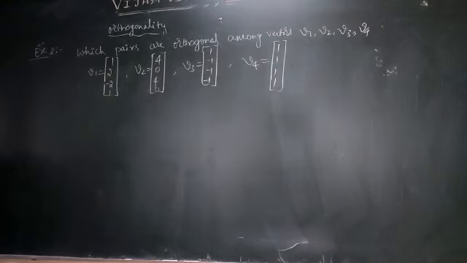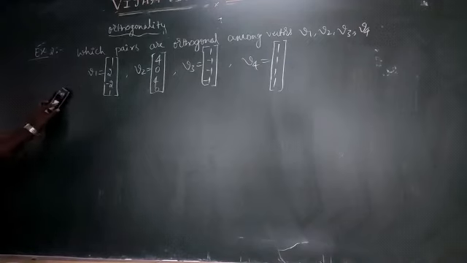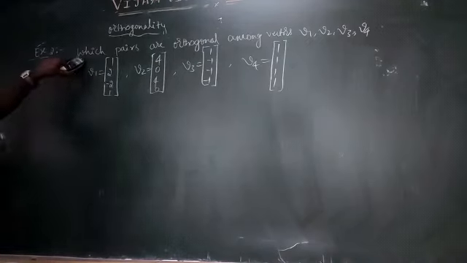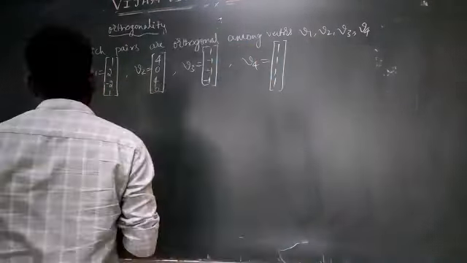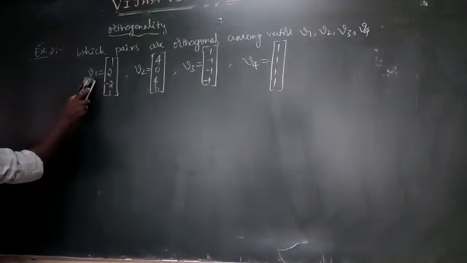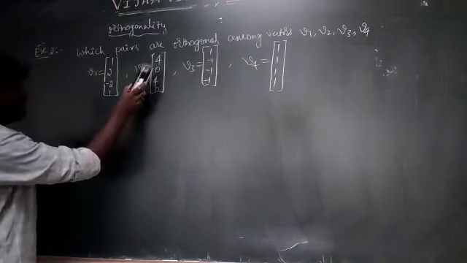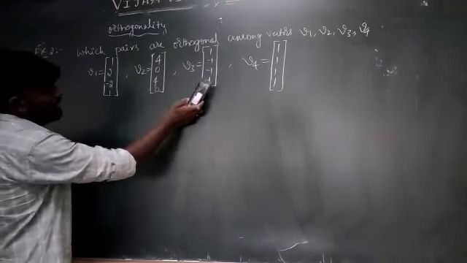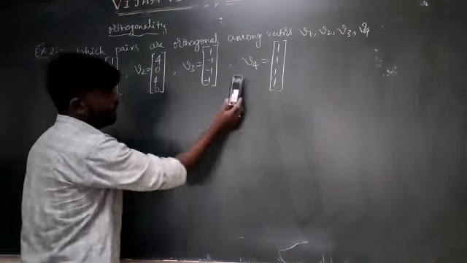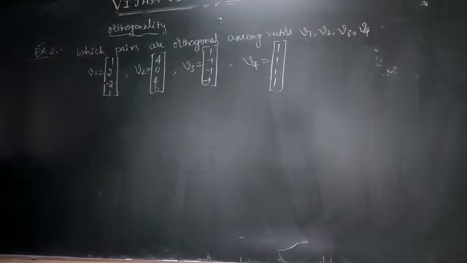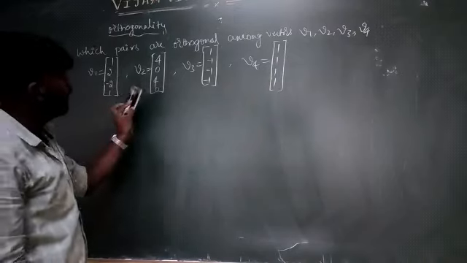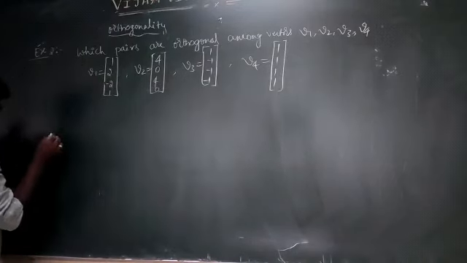So now we will solve another problem on orthogonality. Example 2: which pairs are orthogonal among vectors v1, v2, v3, v4? v1 is (1, 2, -2, 1), v2 is (4, 0, 4, 0), v3 is (1, -1, -1, -1), v4 is (1, 1, 1, 1). These four are the given vectors. We have to find which pairs are orthogonal.